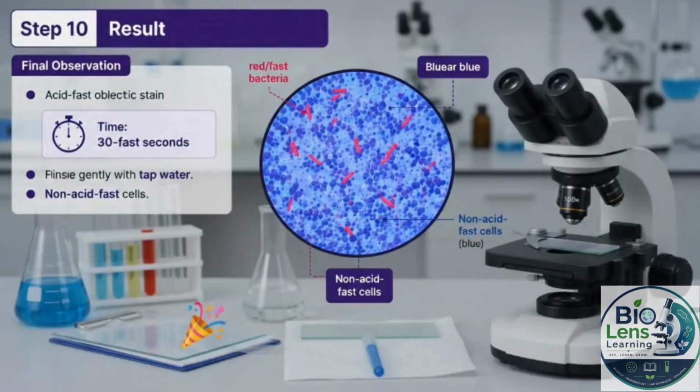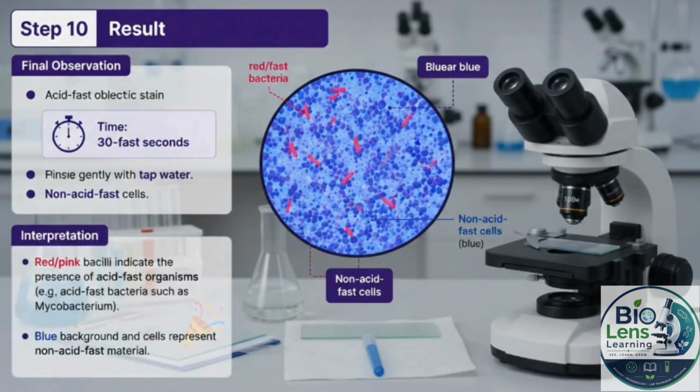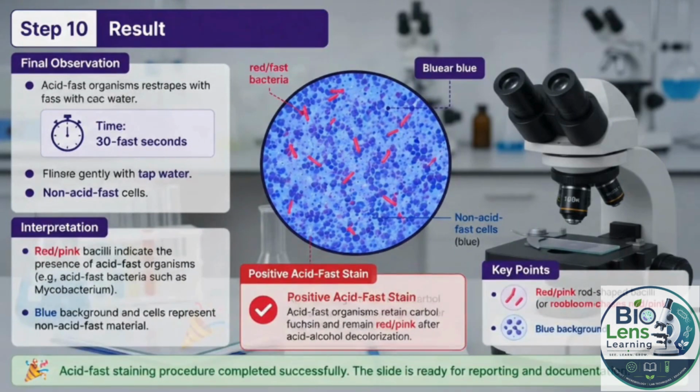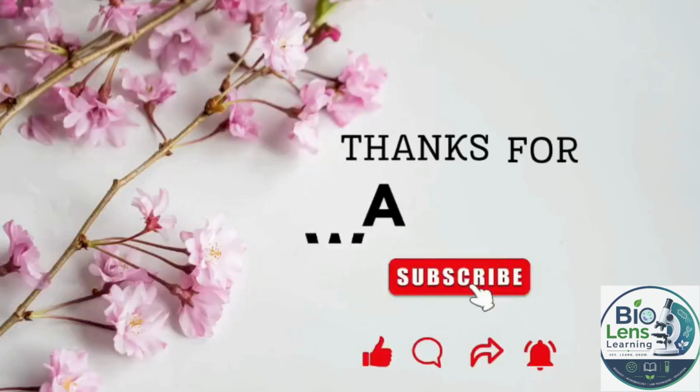Step 10. Results. Red or pink bacteria indicate a positive acid-fast stain; blue material is non-acid-fast. Staining completed successfully.